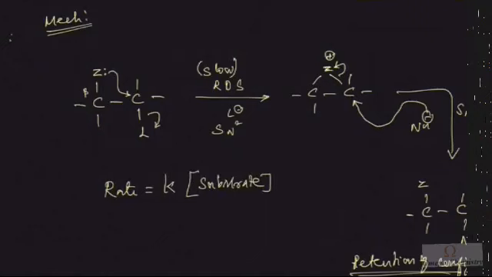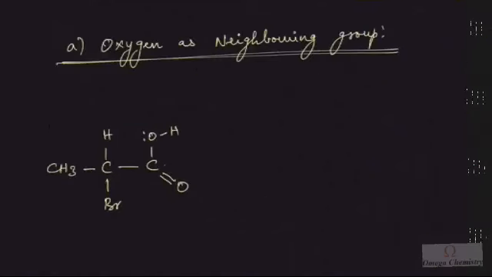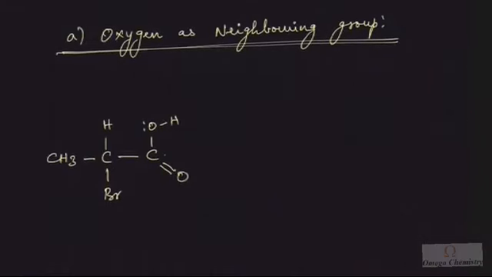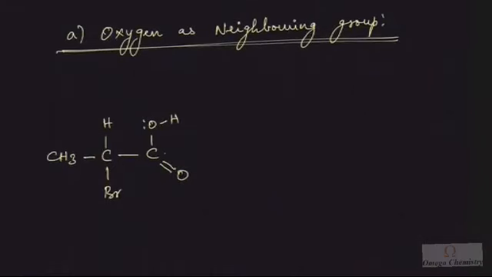And this reaction is very fast. It is faster than conventional SN1 reaction, 1,000 times faster than the conventional SN1 reaction. Now let us see how oxygen acts as a neighboring group, right? Now we have a compound called 2-bromo-propionic acid, right? Now when this 2-bromo-propionic acid is subjected to an alkaline solution, when it is treated in alkaline solution, what happens?